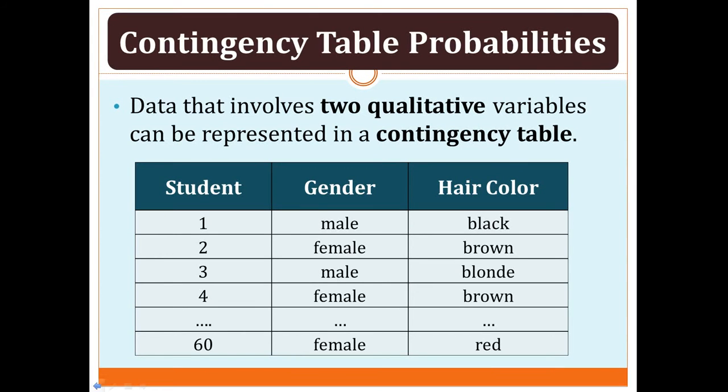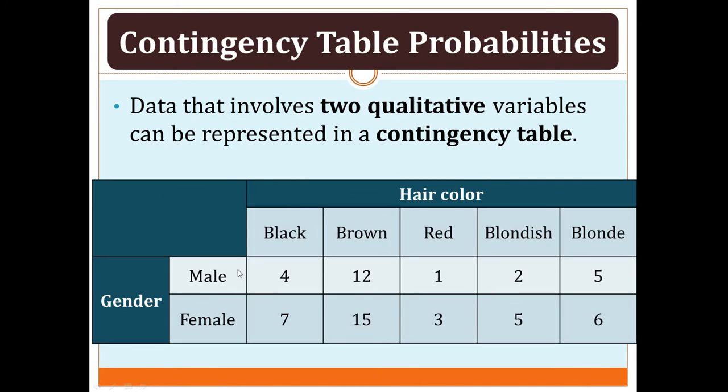Suppose I surveyed 60 students and I asked them their gender, that's qualitative, and I asked them their hair color, that's qualitative as well. I can count all these frequencies, I can count all the combinations of these events occurring. So what's the probability they're male and have black hair? What's the probability they're female or they have red hair? And I can summarize those values, those frequencies, in a table.